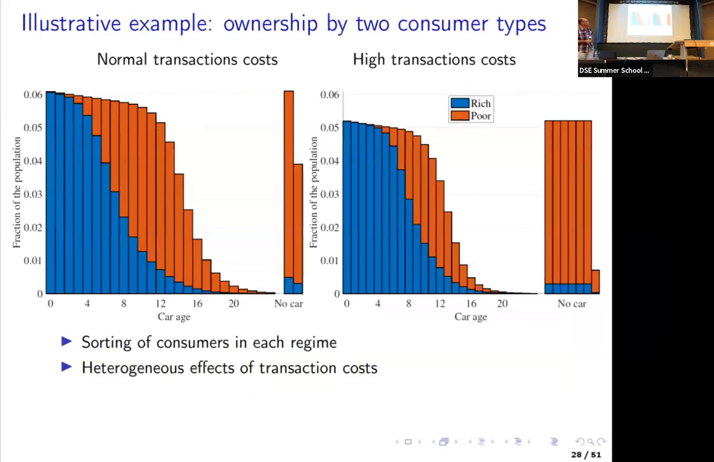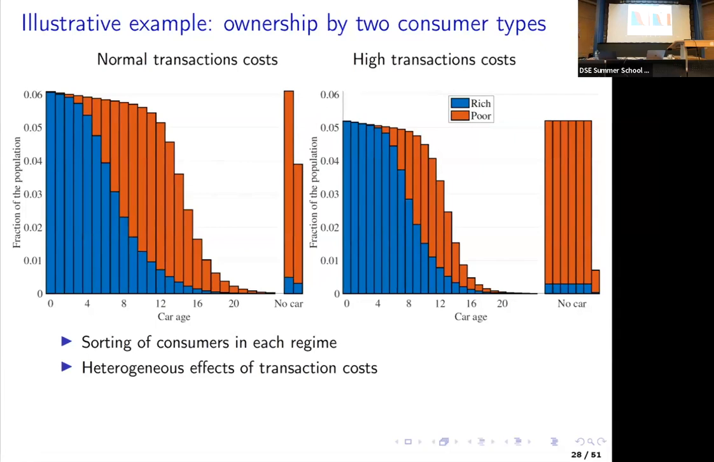But here's a little simulation. In here, we have two types of consumers. They differ in their marginal utility of money. And the market with just one car of different ages. You can see the ages go all the way to 25 years. With the normal transaction costs, you see that already here that we see the rich guys are kind of sorted into the new cars. This is the stationary distribution of ownership in this market. And the poorer guys, they sort into the older cars, and there are more poor people who don't own the car in this last column here.